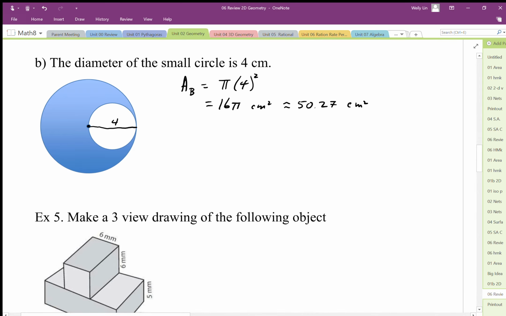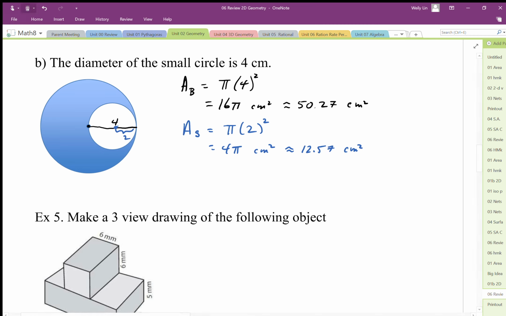Then we want to take away the area of the small circle. The area of the small circle is going to be pi times the radius, which in this case is 2, squared. So we end up with 4 pi centimeters squared, and that's approximately 12.57 centimeters squared.